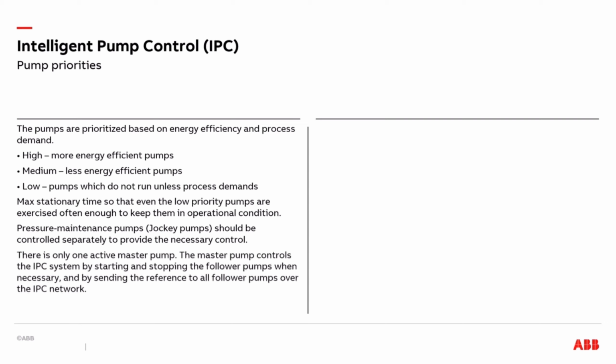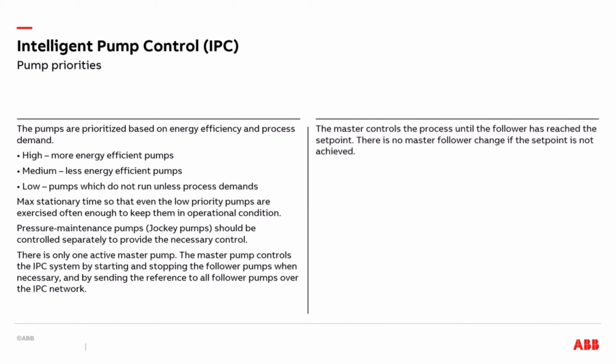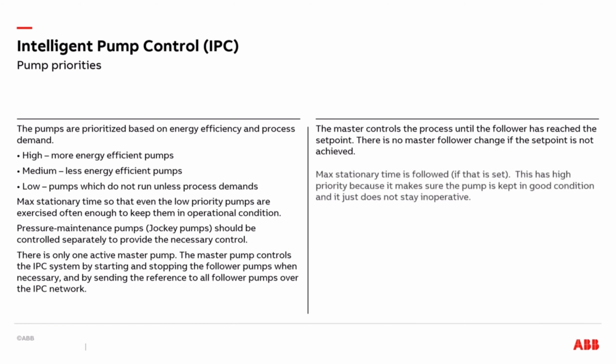There is only one active master pump. The master pump controls the IPC system by starting and stopping the follower pumps when necessary and by sending the reference signal to all follower pumps over the IPC network. The master controls the process until the followers have reached the set point. There is no master follower change if the set point is not achieved.